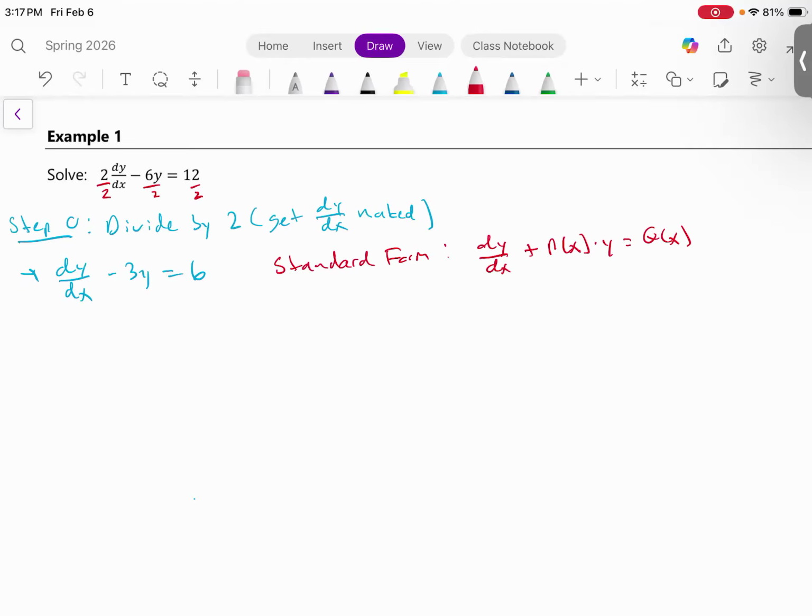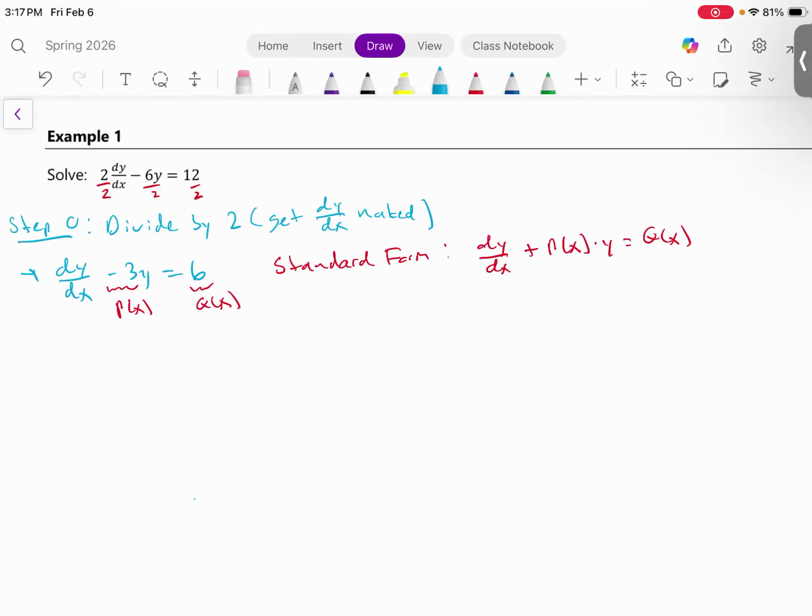it's dy over dx plus some function of x, p, times y equals some function of x, q. And so if we look at our equation now, negative 3, well, that's my p of x being multiplied times y, and 6 is just my q of x. So luckily we just have constants in this problem, which makes it a bit easier to work with. Sometimes we'd have functions, but here luckily we just have constants to work with for our functions of x. And so we're now in standard form, so we can start the process now.